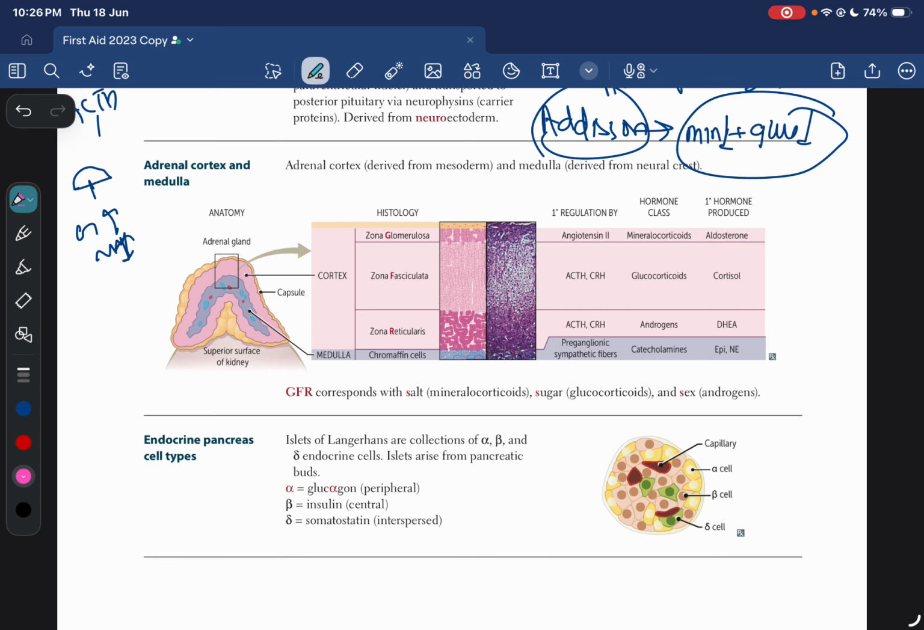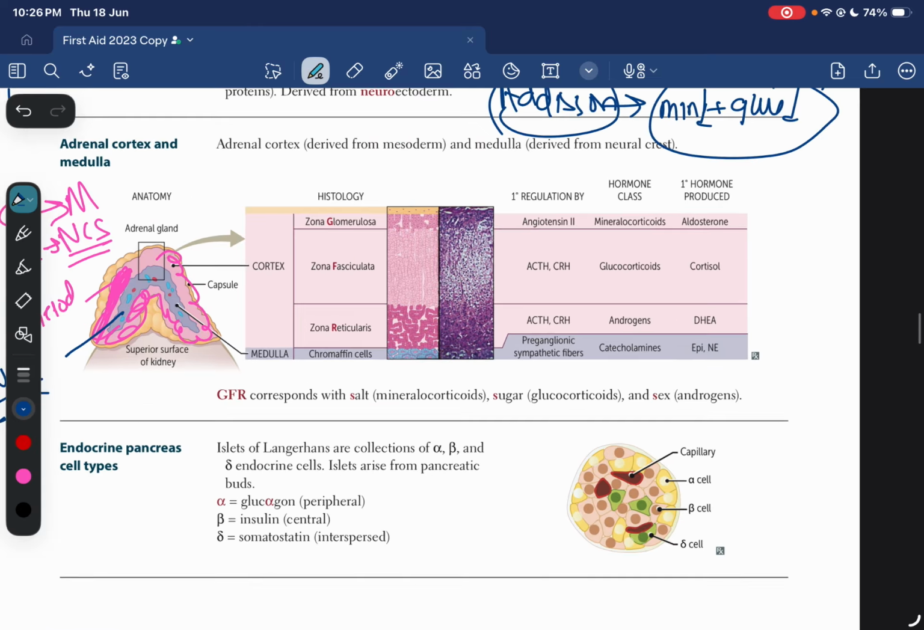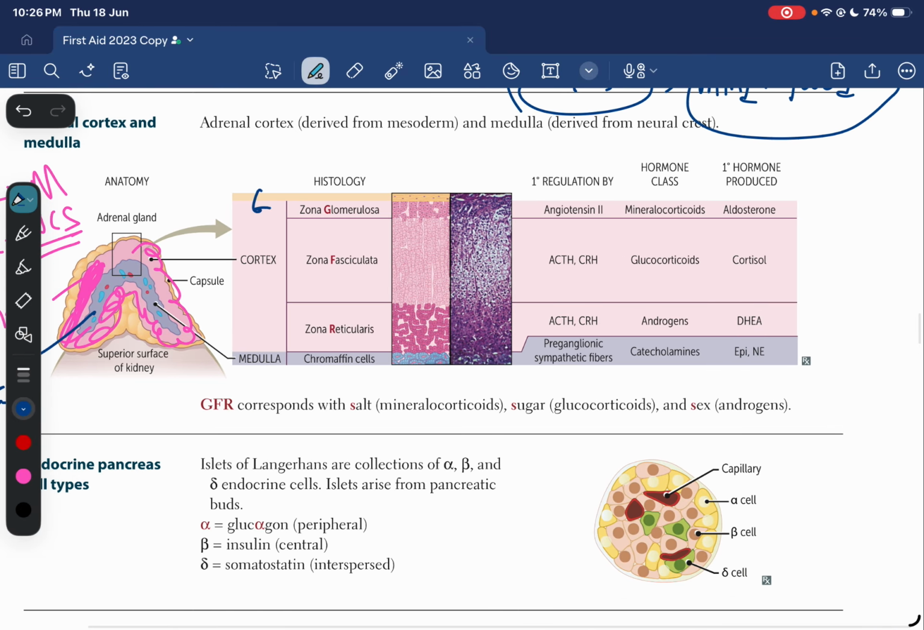Now you need to know that the cortex is derived from mesoderm, whereas the medulla is derived from the neural crest cells. It is very important to know that. The pink color here, you can remember this as the mesoderm, and then the inner part is derived from the neural crest cells. The cortex itself has glomerulosa, fasciculata, and reticularis.